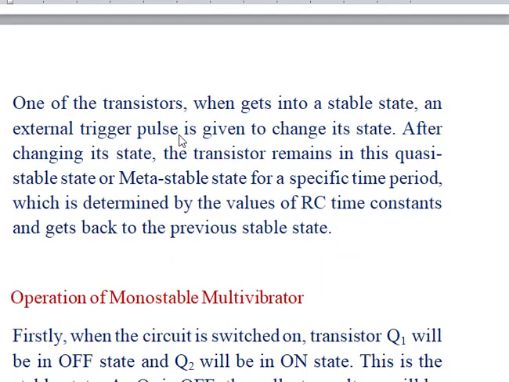When one of the transistors is in a stable state, an external pulse is given to change its state. After changing the state, the transistor remains in the quasi state or metastable state for a particular time period. The time period is decided by the value of the resistor and the value of the capacitor, and it gets back to the previous stable state after this time RC.